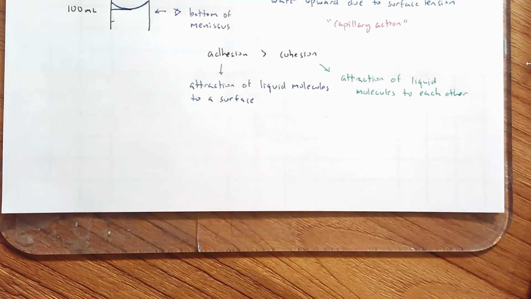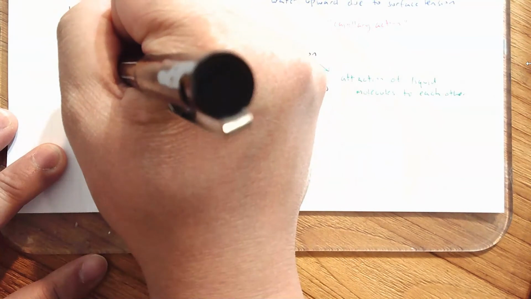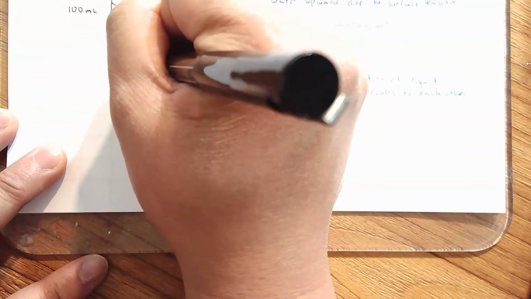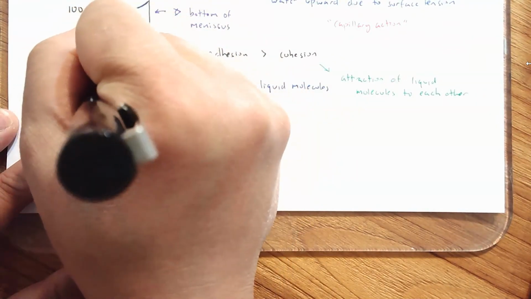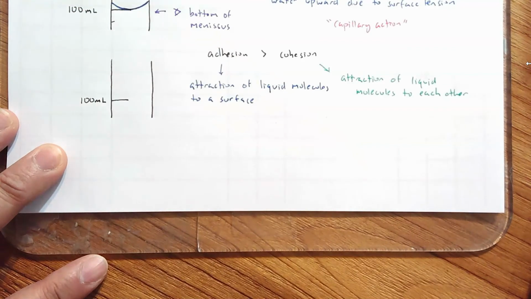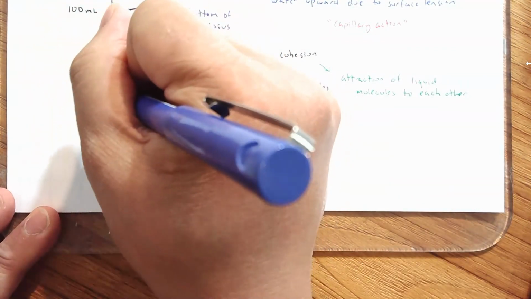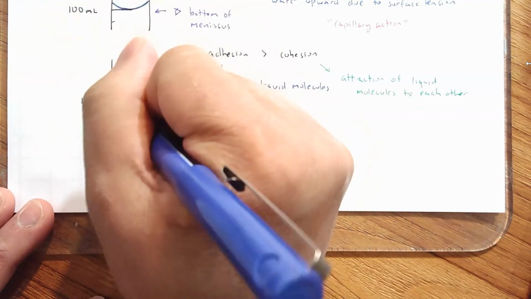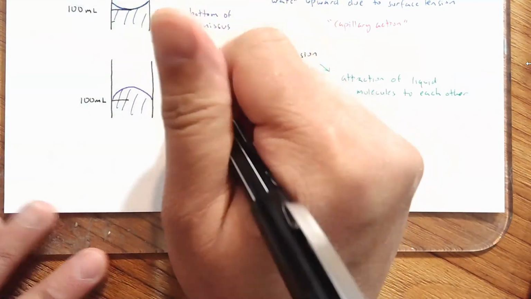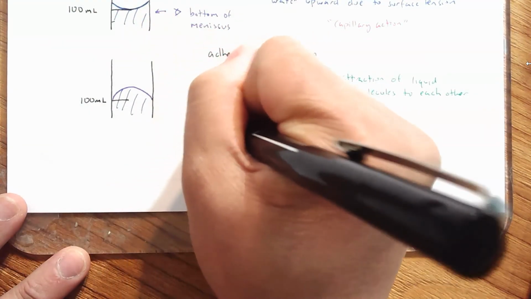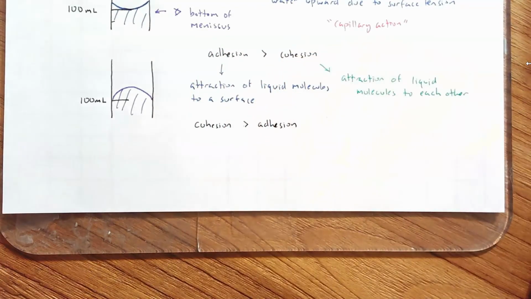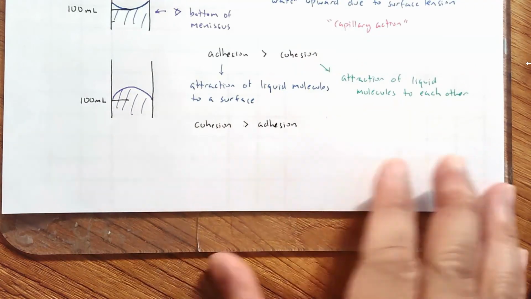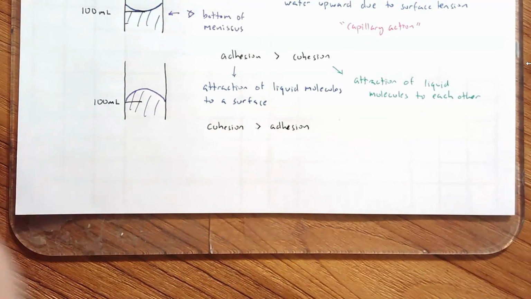Okay. We see the opposite. Let me give you one example where that curve is actually convex. You see the opposite with mercury. So mercury actually does this. So with mercury, cohesion is greater than adhesion. All right. Is that good?